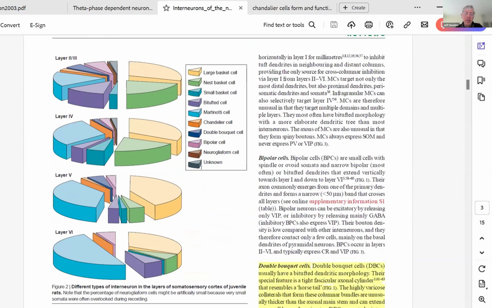This is another picture. They're just showing the propensity of the different cells in different layers.